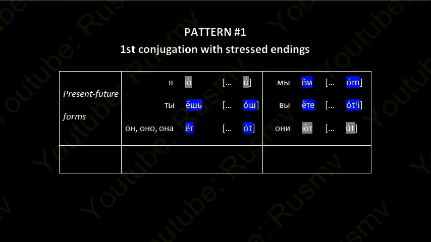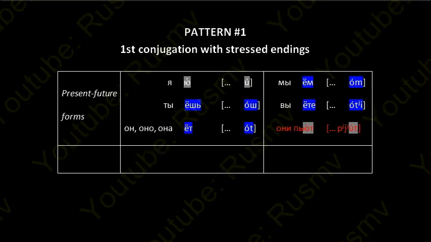Let's take another verb that follows this pattern. Let it be the verb whose they form is они пьют, they drink. All the endings remain same as in the previous example, but now the conjugated stem is пь, and it remains same for all present future forms. The imperative forms of this particular verb are irregular and are not considered here.